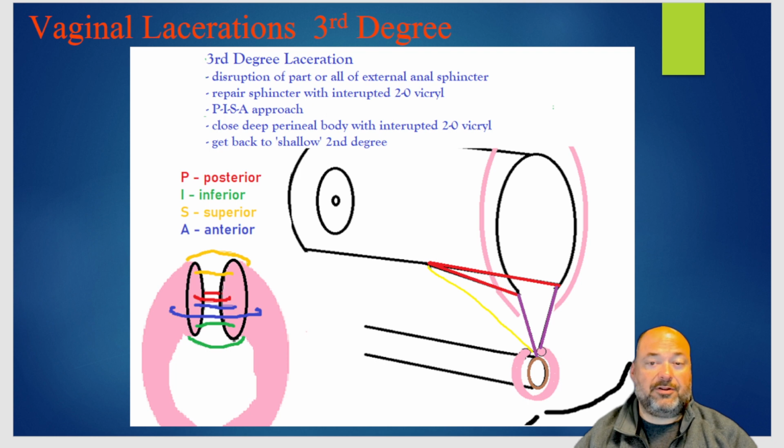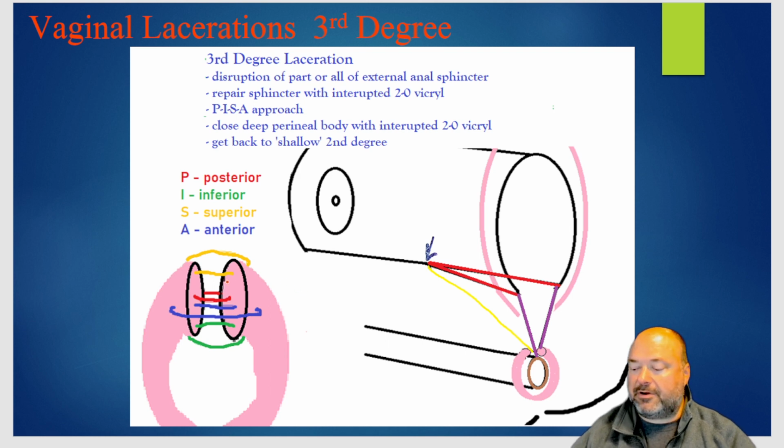I then close the deep perineal body with interrupted 2-0s because invariably if you've got at least 3B to 3C laceration, you're going to have a significant disruption of this deeper aspect of the perineal body here going down towards the sphincter. The goal that I have, again, is to get back to a shallow second degree, because that's what I think of as standard closure. So closing the sphincter itself, some interrupteds for the deep perineal body, and then back up to the apex to start with our typical second degree closure.